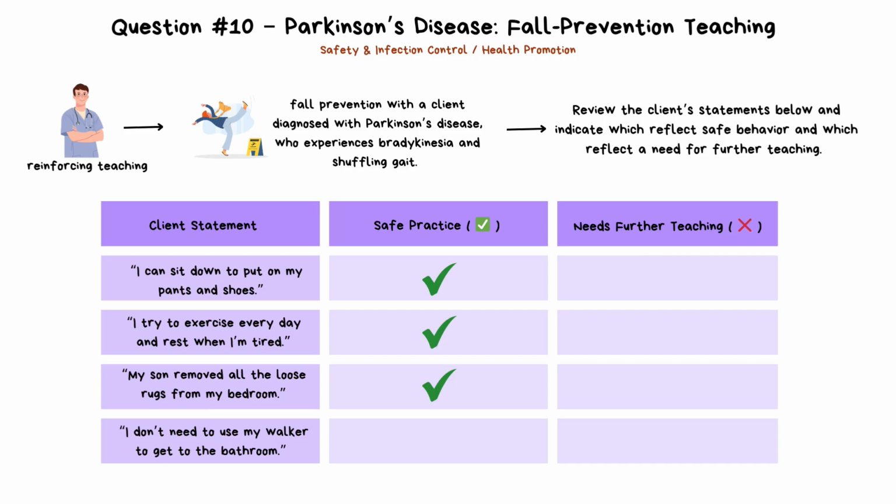Statement 4. I don't need to use my walker to get to the bathroom. Needs further teaching. Clients with Parkinson's should always use assistive devices, even for short distances. Overconfidence and skipping safety aids greatly increase the risk of falls due to bradykinesia, rigidity, and postural instability.